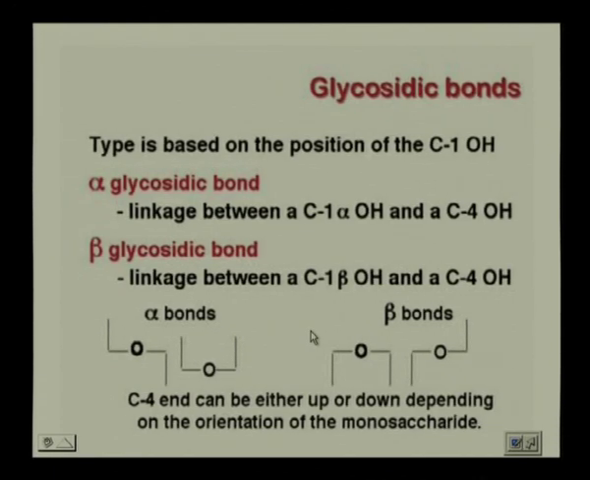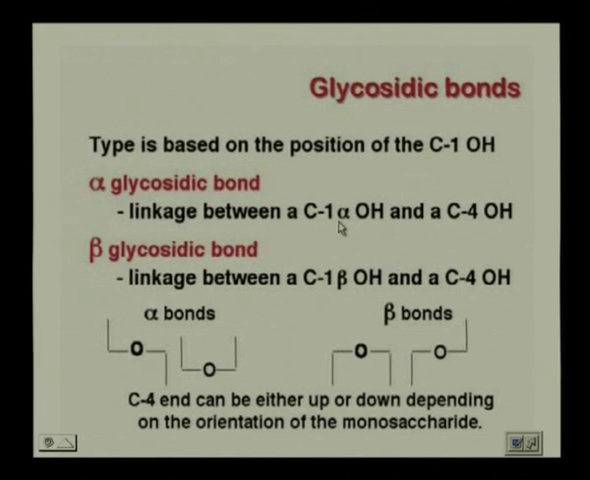Now, this is something that I was mentioning in the last class. We are concerned here with the type of glycosidic linkage we have. In forming a glycosidic linkage, the linkage depends on the disposition of the C1 carbon atom of the first monosaccharide. For example, if the linkage is between a C1 alpha OH and a C4 OH, it does not matter what the orientation of this C4 OH is.